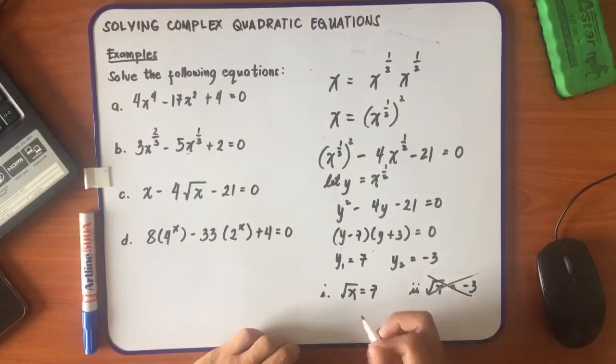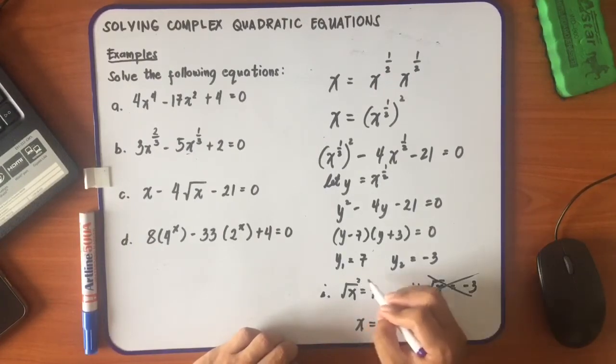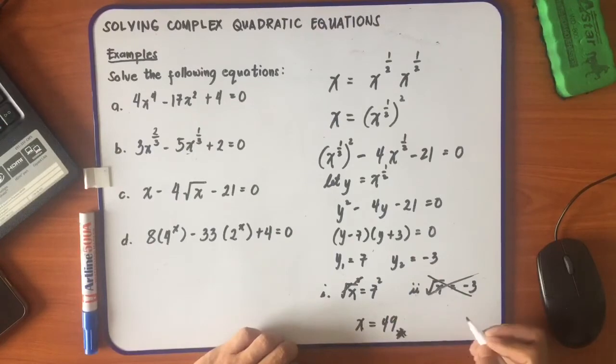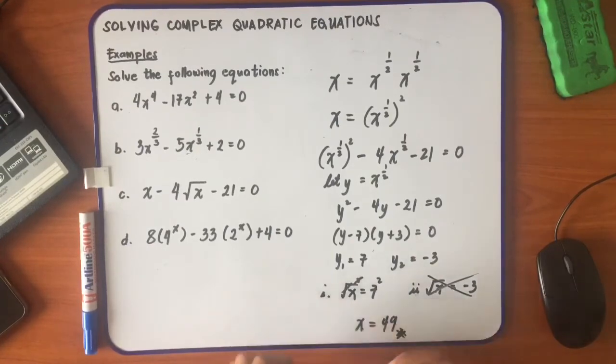So I have now x is equal to 49. Why x is equal to 49? Because you square both sides, cancel this out, and this will become 7 squared, which is 49. So the answer here is x is equal to 49.